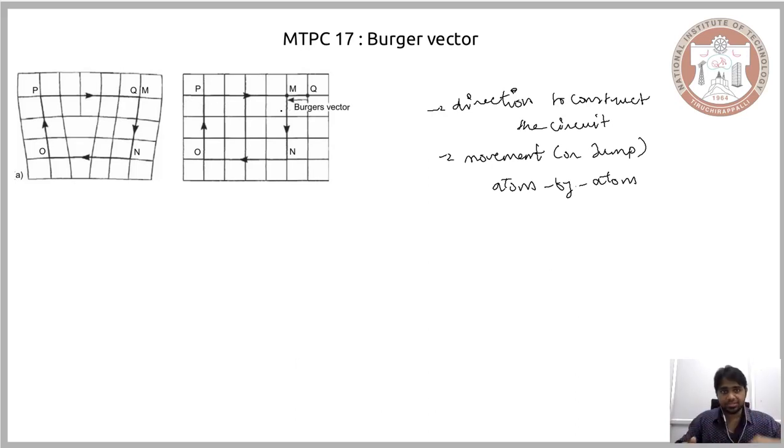The other characteristic feature that gives a particular property to the Burger circuit is the direction that we consider. In this case, we have considered a clockwise Burger circuit. So, we have considered a clockwise, atom by atom movement, and this is what characterizes the Burger circuit that we have in this representation.